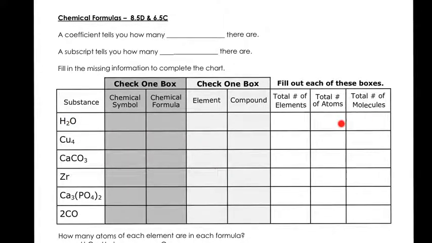And then you're going to fill out these three boxes for each of these substances listed. So you're going to tell me how many elements, how many atoms, and how many total molecules there are in this substance. Use this information to help you.